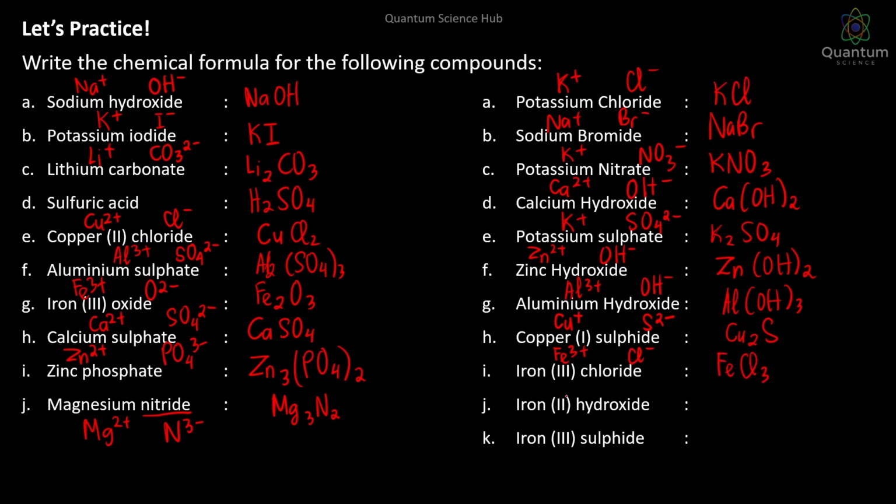FeCl3. Iron 2 hydroxide. Iron 2, Fe2+, hydroxide OH-. So the chemical formula is Fe(OH)2. Iron 3, Fe3+ and S2-. So Fe2S3. So the clue here: to solve the chemical formula of a compound, you have to know what the ions involved are. Okay?